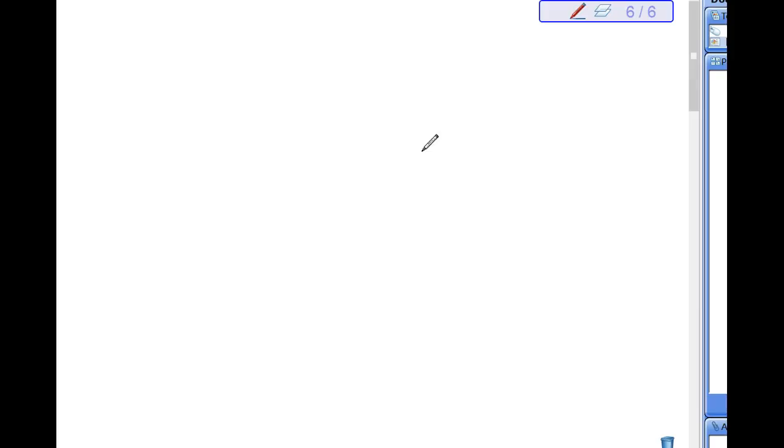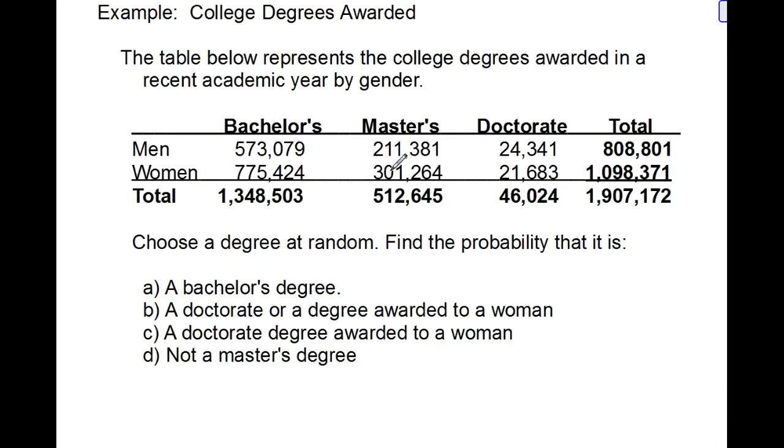Let's continue looking at contingency tables. Well, let me go back and find the page that I was looking at. Here we go. That's the page I wanted.